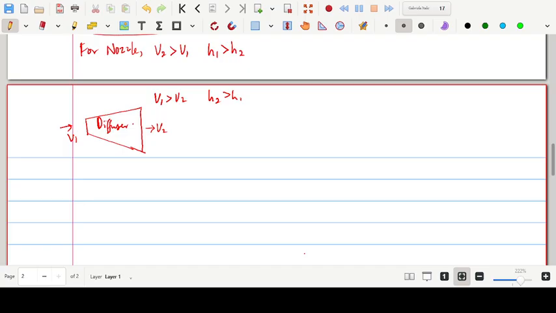Okay. Another thing we need to consider is the turbine. Turbine is also an application. We have turbine and we have compressors and pump. You understand? It's also an application of steady flow. So for the case of turbine, it is still the same principle that we use to derive the formula of the other one.